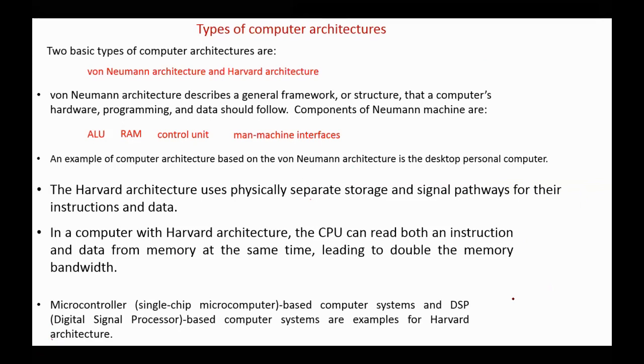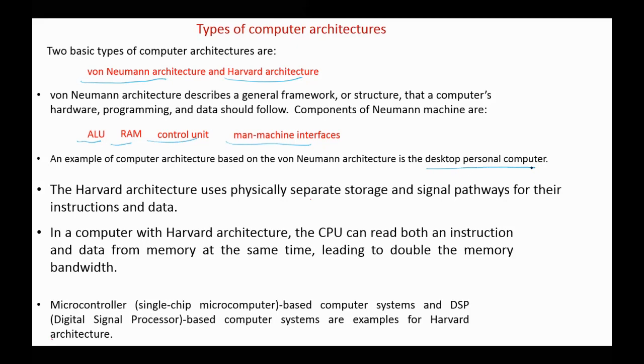There are two basic types of computer architectures, John von Neumann architecture and Harvard architecture. Neumann architecture describes a general framework or structure that a computer's hardware, programming, and data should follow. Components of a Neumann machine are arithmetic logic unit, RAM, control unit, and man-machine interface. An example of computer architecture based on the Neumann architecture is the desktop personal computer.